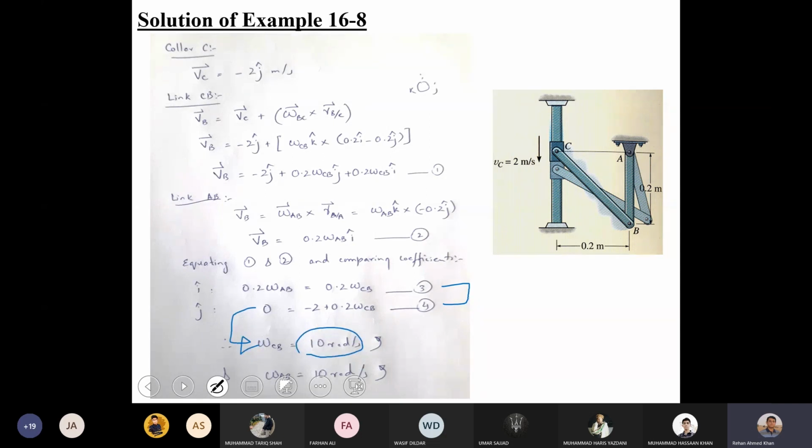And since this omega comes out to be a positive quantity, it means that your assumed direction of omega was correct. Similarly, putting the value of omega in equation number 3 would give you omega AB equal to 10 radians per second again. And since again this value comes out positive, it means that at this instant both these links are moving with counterclockwise angular velocities of 10 radians per second. Is it clear to all of you?